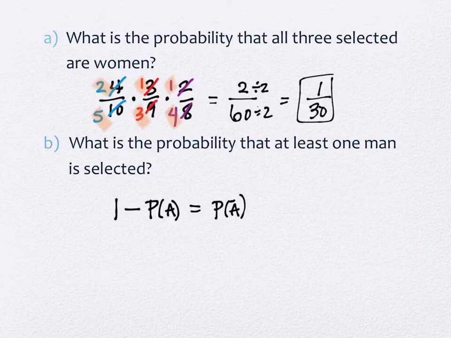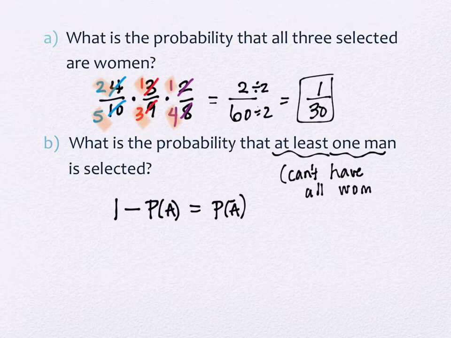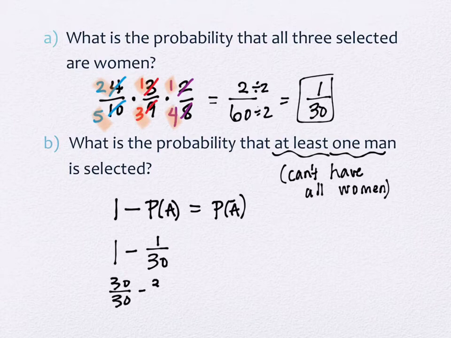This idea of having at least one man says that I can't have all women. That's what it says. And I know what the probability is of having all women. I just found it. So I can do this by taking 1 minus the probability that I had all women, namely 1 minus 1/30. If I get a common denominator, what will I get? 29/30. Now that's not all men, but that's at least one man, which is what I was asked for.